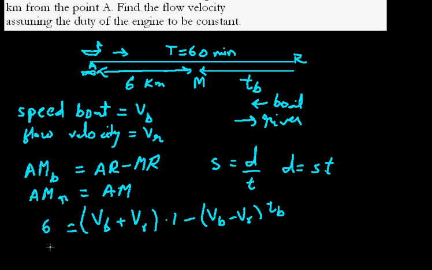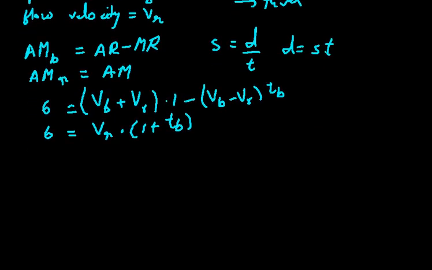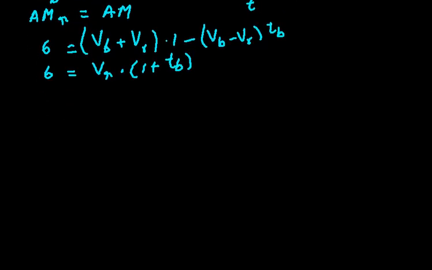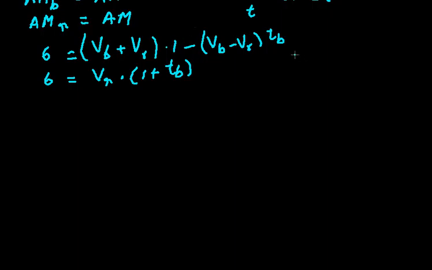So this is one way. Another way we can write this is AM for the raft would be equal to the raft's velocity, which is nothing but the flow velocity VR, as we have shown earlier, into the total time taken, which is 1 hour plus TB. So by solving this equation, you will be able to get a solution for VR. Okay, by solving both the equations, we will get a solution. Now let's take this as equation 1 and this as equation 2.